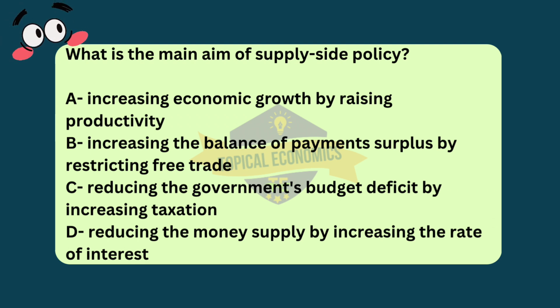Lastly, option D, reducing the money supply by increasing the rate of interest, describes a monetary policy measure, typically used to control inflation, rather than a supply-side policy. Supply-side policies aim to improve economic growth and productivity, while monetary policy focuses on controlling inflation and managing interest rates.